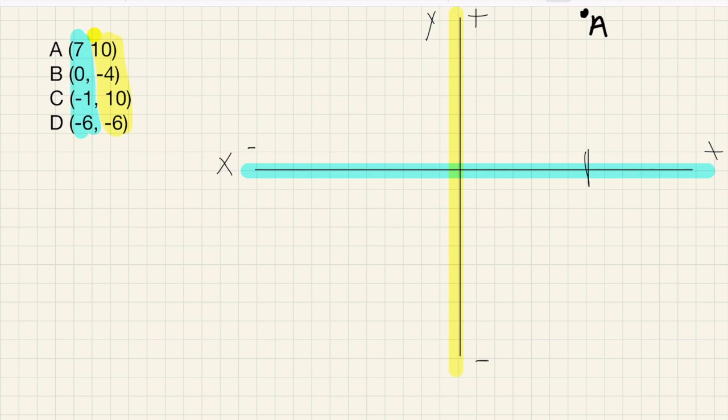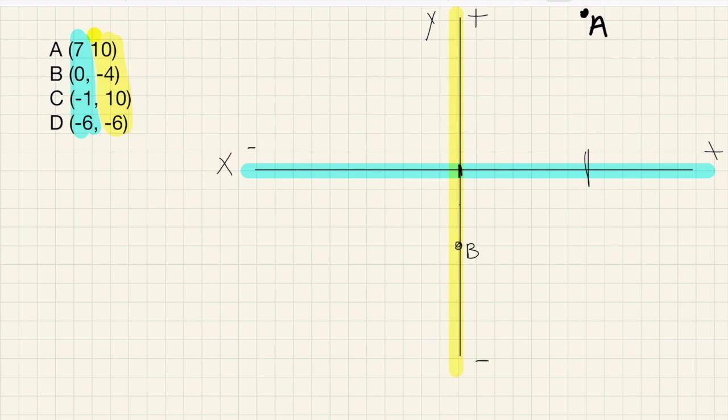All right, so let's look at B. 0, -4. So 0, where is 0 on our x-axis? Well, 0 is right here, right in the middle. And then down to -4. 1, 2, 3, 4. And that is point B.